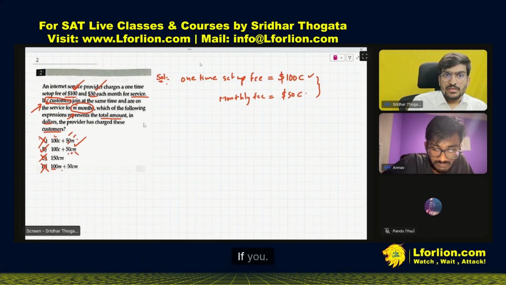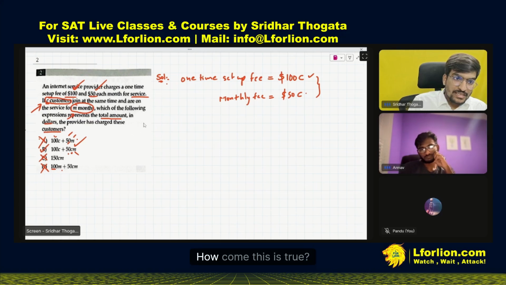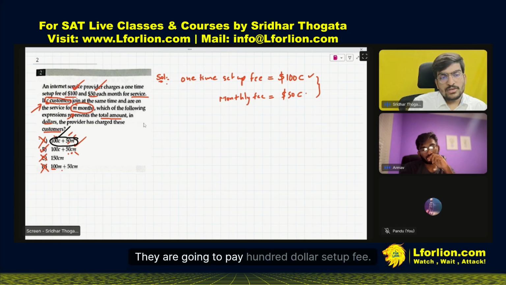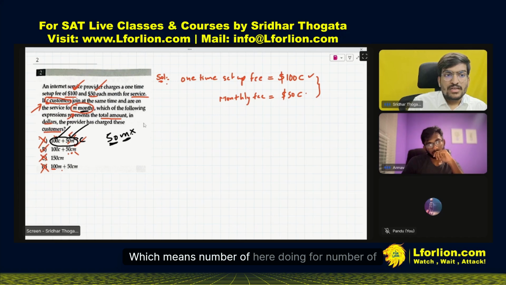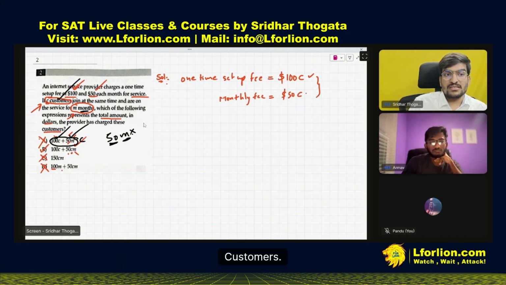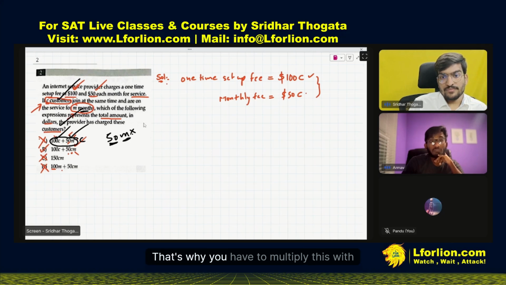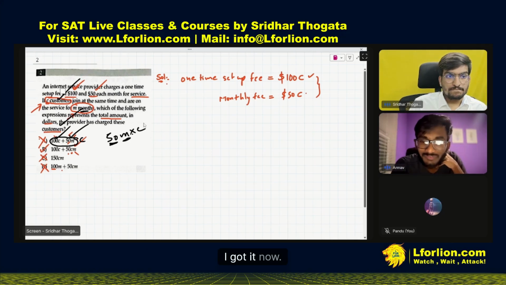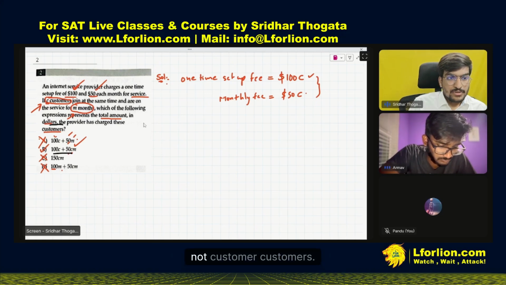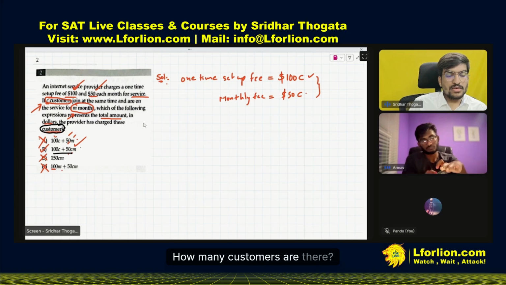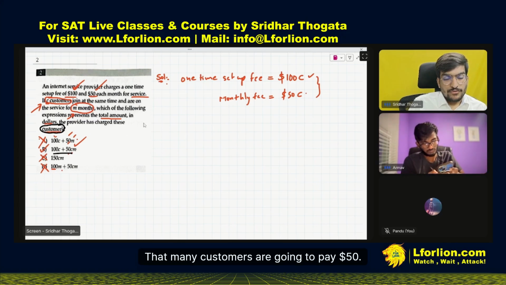If you consider, how come this is true? Here 100C is there. Yes, they are going to pay $100 setup fee. What is this 50? 50 is nothing but $50 per month. Who is going to pay $50 a month? You have to include C also, which means the number of customers, not one customer. That's why you have to multiply this with customers. I got it now. So here it is option B, because it is done for customers, not customer. How many customers are there? That many customers are going to pay $50 each month.